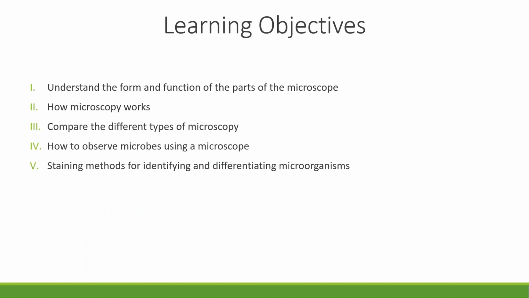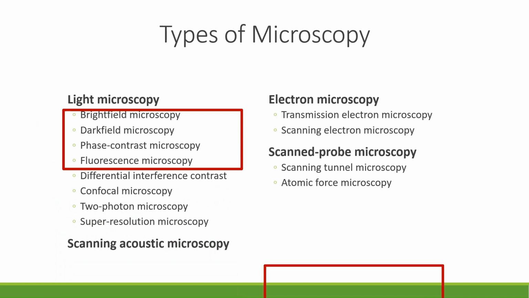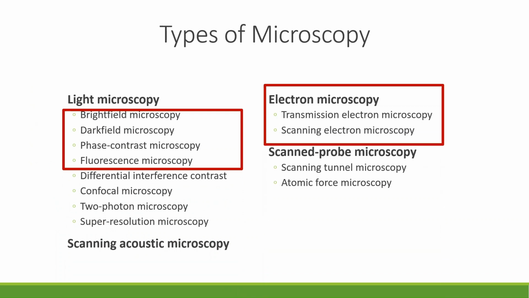and differentiating microorganisms. We will mostly focus on light microscopy because that's enough to handle in itself, and it's the most common type of microscopy. In particular, we will be looking at bright field, dark field, phase contrast, and fluorescence microscopy, although there are many other types of light microscopy.